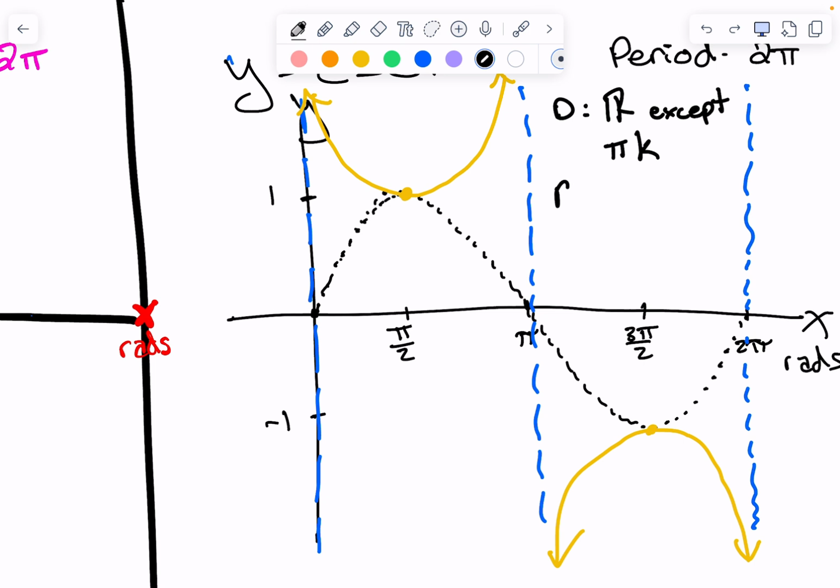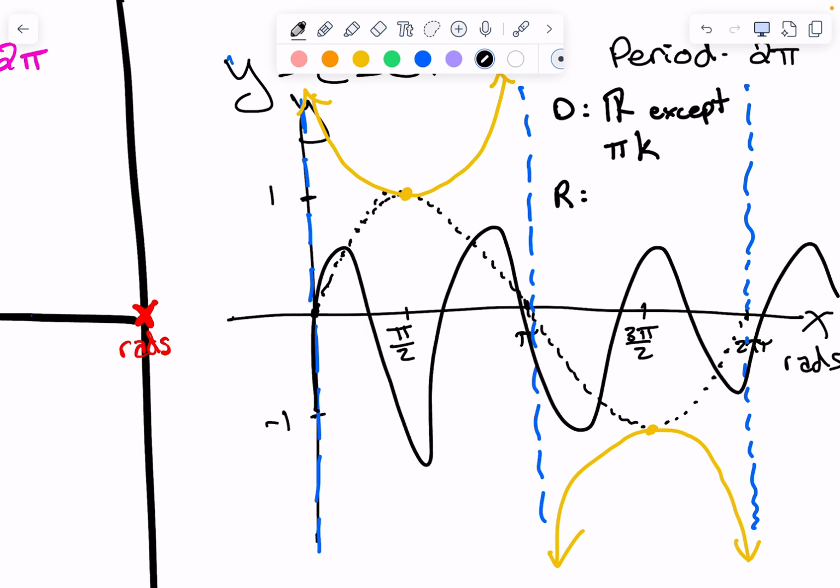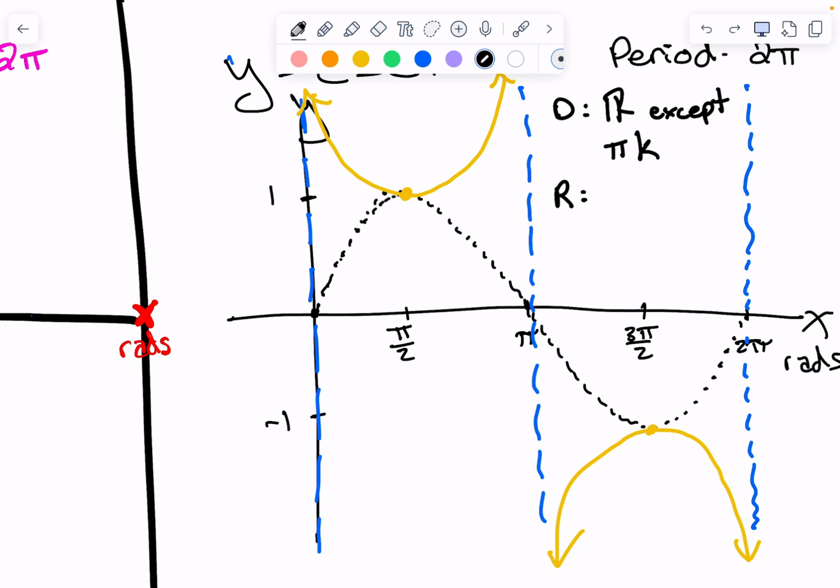Range is up and down. Will he go up forever? Yes. He will go down forever. Yes. But he won't touch anywhere in between here because that's where sine lives. That's not cosecant land, that's sine land. So the range is going to be from what to what?